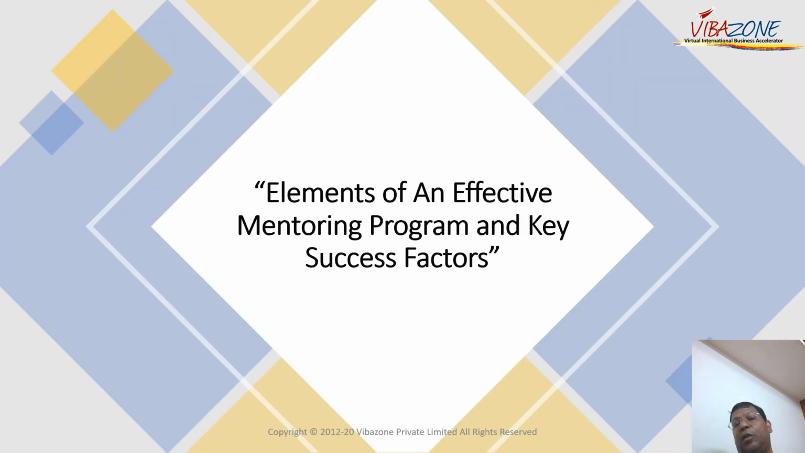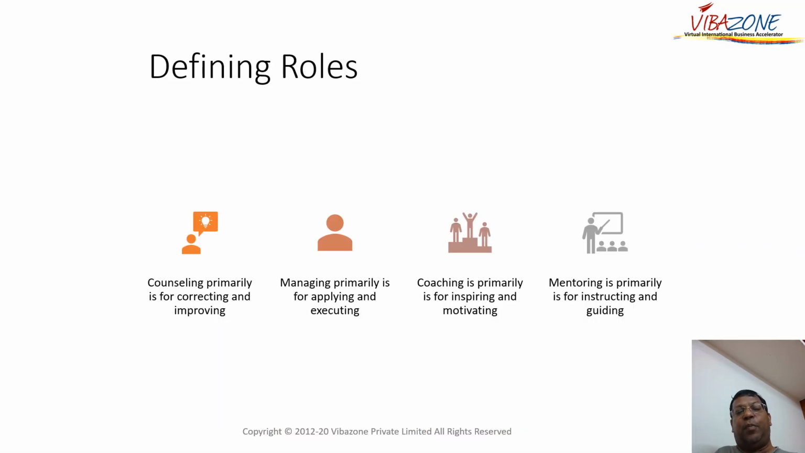Now let's talk about one of the most important elements of incubation. It's a mentoring program, and what are the key success factors? It's very important to have a proper setup in terms of mentoring. We need to be able to distinguish between the roles of mentor and others. So there are generally four types of roles people play. One is called counseling. Counseling is primarily to correct somebody from doing something wrong. So it's a corrective measure. A manager primarily just gives work and monitors how they're doing.